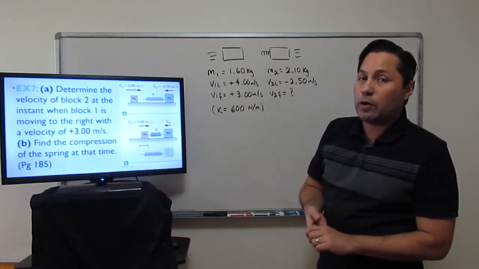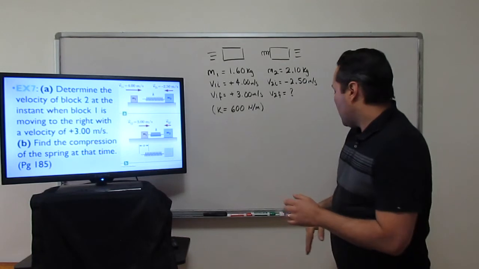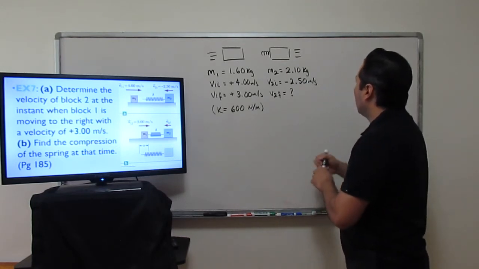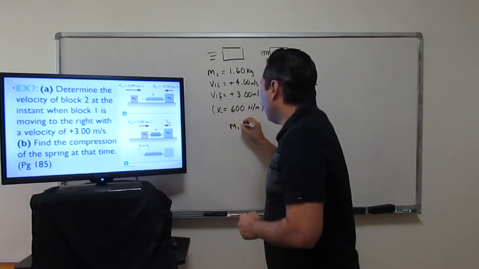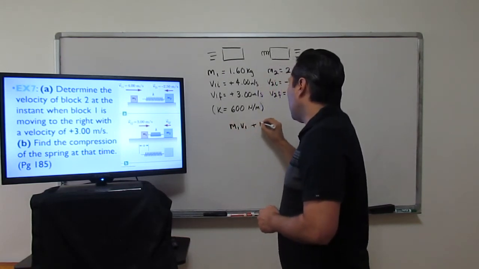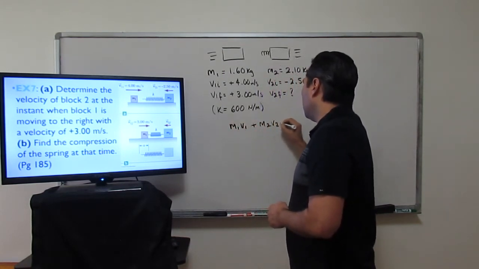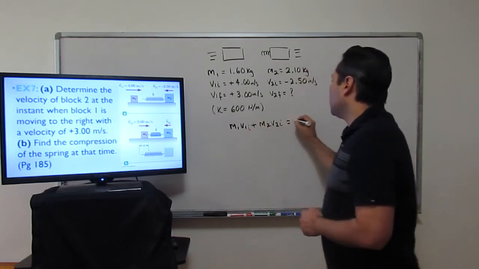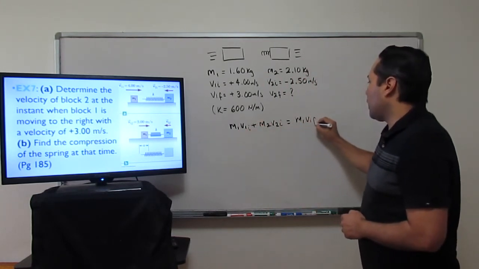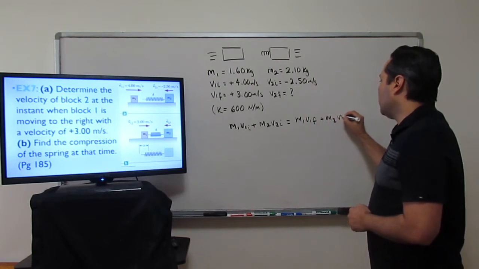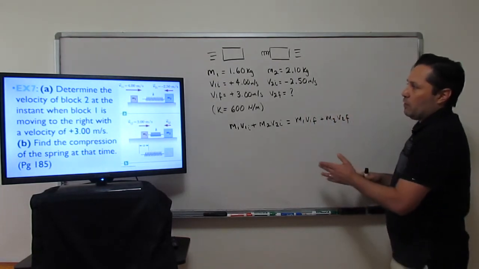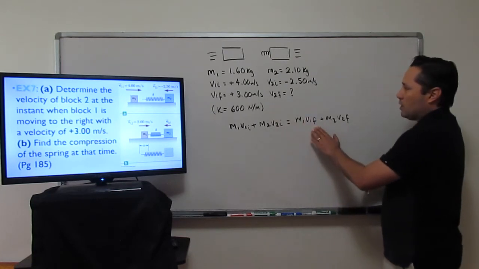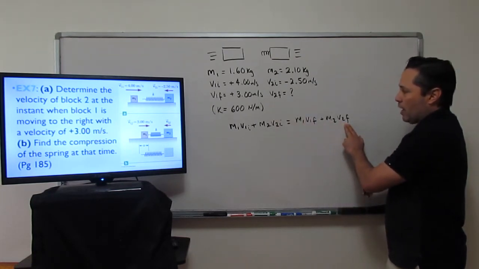Alright, for that we're going to use the conservation of momentum. And for the conservation of momentum, that's going to look like this. It's going to be m1 v1 plus m2 v2 initial for both, it's equal to m1 v1 final plus m2 v2 final. So we have the masses, we have initial velocities, and we're just going to isolate v2. That's our goal, isolate v2.